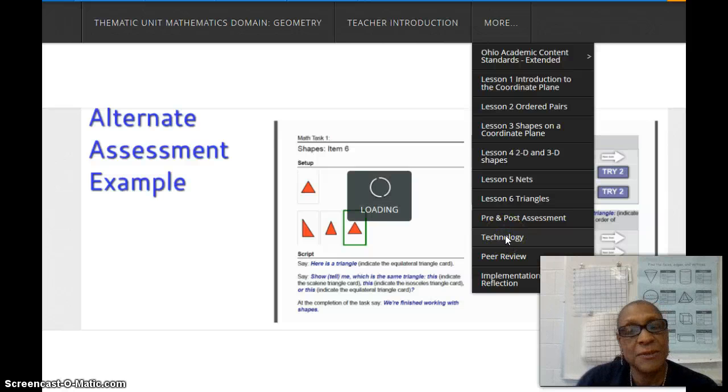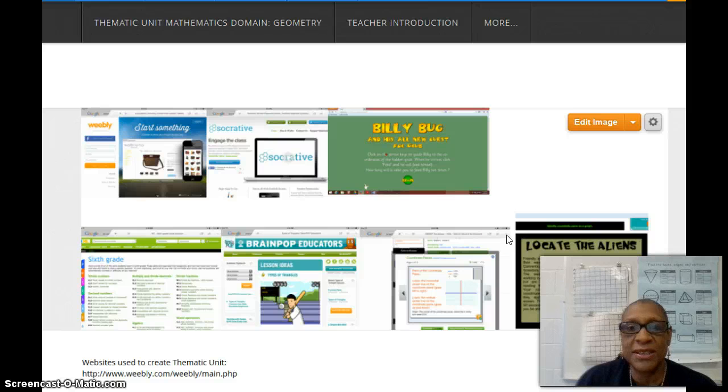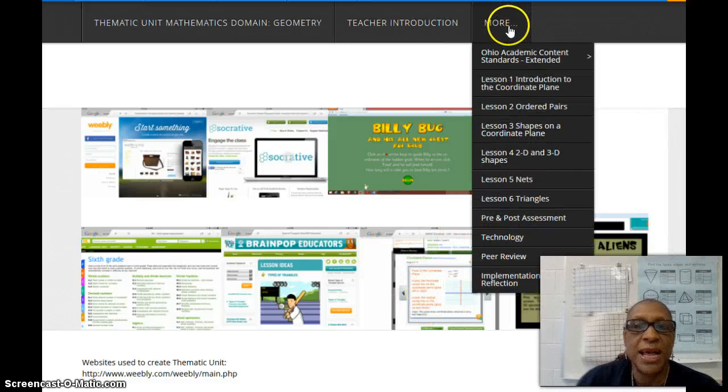Speaking of which, technology is another area that you will see on this website. Weebly is where I started to create the website. Screencast-O-Matic, I'll put a plug in here for Screencast-O-Matic. And here are some of the websites that are used: IXL, BrainPop, Socrative for pre and post, and exit tickets, and of course Smart Exchange, where a lot of lessons come from that I adapted.